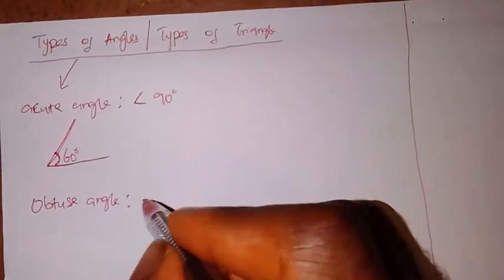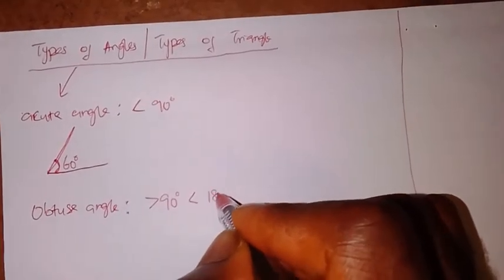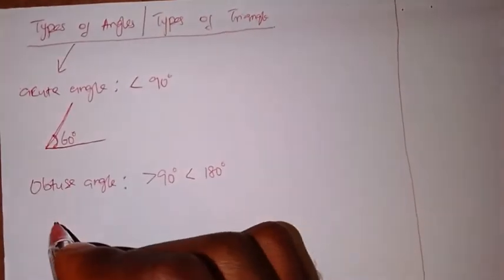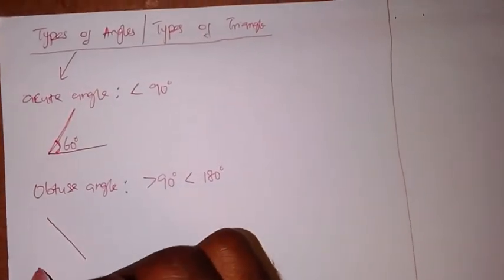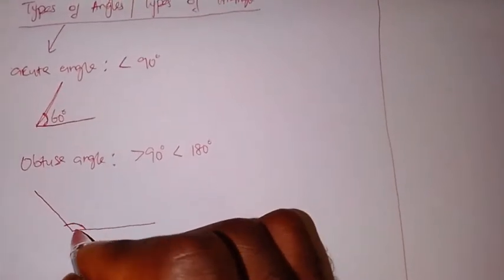These are angles that are greater than 90 degrees, but less than 180 degrees. What do we mean? We mean something like this. Okay, it's something like this.